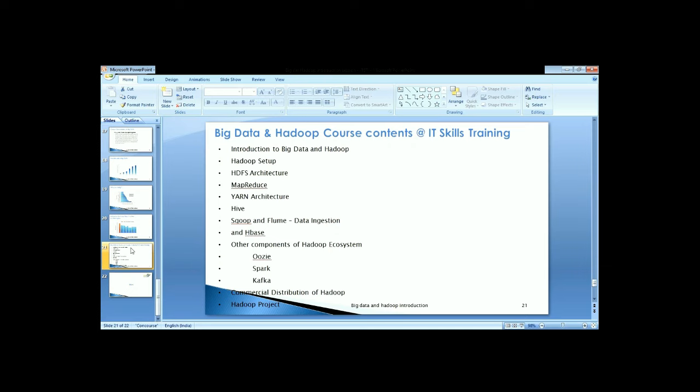Then we'll also tell you about the commercial distributions of Hadoop, like who the major players are. As I said, as of now it's Apache, Cloudera, MapR, Hortonworks, EMC has its Pivotal, sorry, and IBM has its BigInsights. So all the companies are getting into it. Then last but not least, we'll also give you a project. You will have to select a project where you have a huge volume of data, and you can play around with it. So this is the course outline provided by IT Skills Training Services.